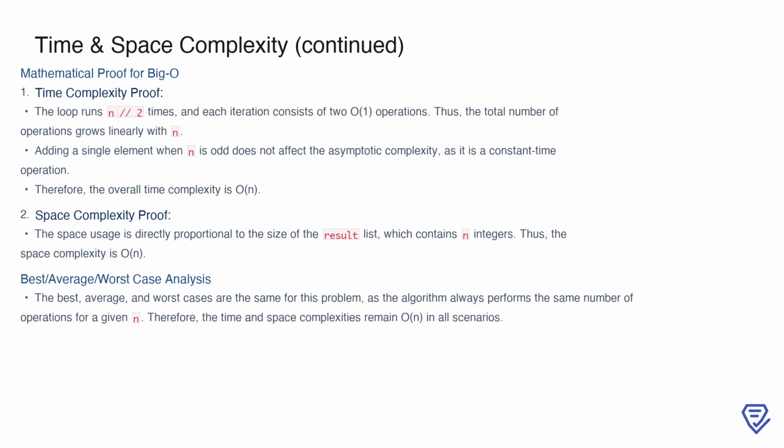For space complexity, the only significant memory usage comes from the result list, which directly scales with n. Since the list contains n integers and no additional memory is required elsewhere, the space complexity is O(n). Finally, the best, average, and worst cases all result in the same complexity for this problem, as the number of operations is solely determined by the input size n. Thus, the time and space complexities remain O(n) in all scenarios.